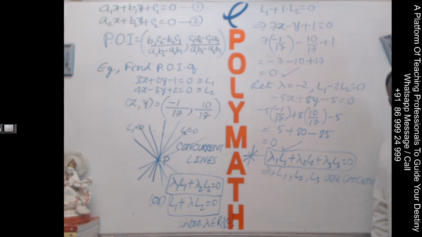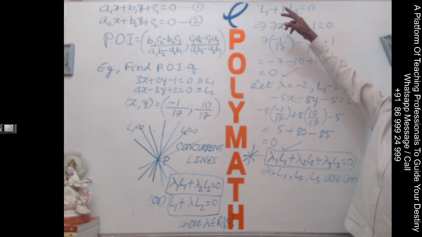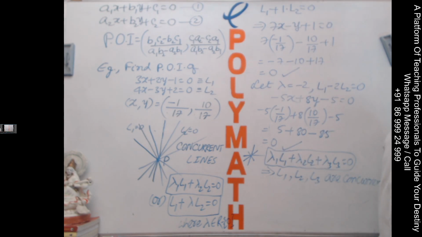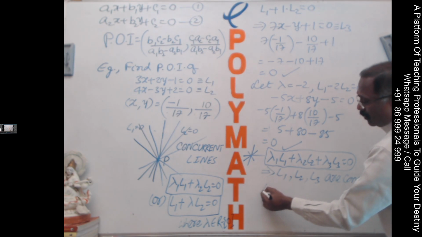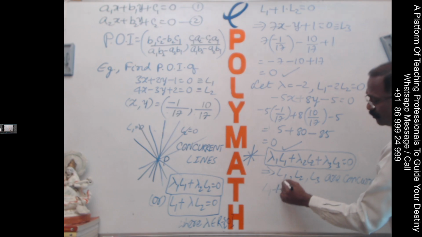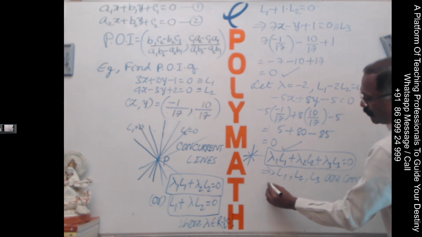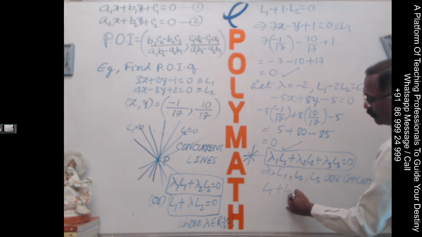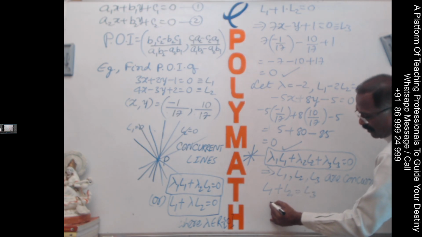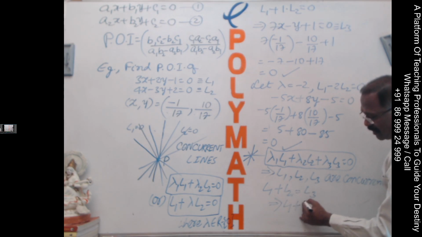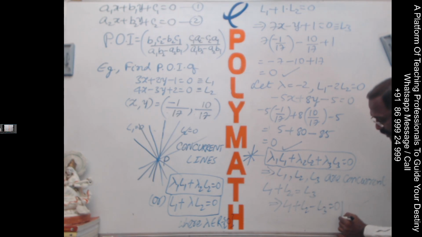I'll justify this like this. This is L1 plus L2 equal to 0. One line we have got. What is this line please? L3. Correct, no? How do you get L3? L1 plus L2 is equal to L3, which implies L1 plus L2 minus L3 equal to 0.